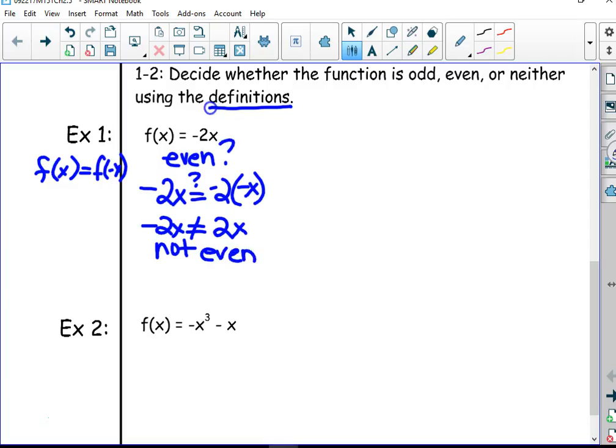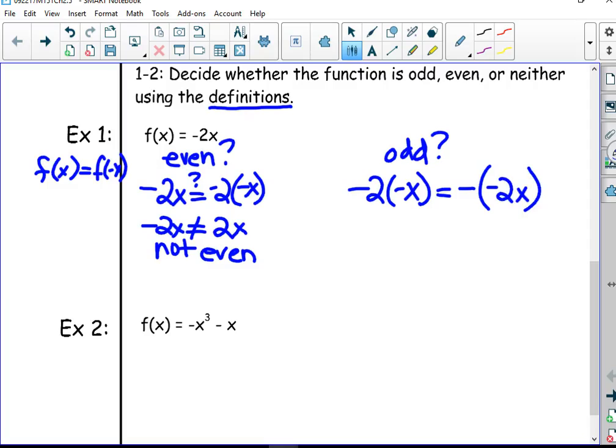Let's take a look at odd. Same idea. On the left-hand side, I'm going to plug in a negative x everywhere I have an x. And on the right-hand side, I'm going to make the whole darn function, sorry, negative. So I get a positive 2x on the left-hand side and a positive 2x on the right-hand side. It is definitely not an even function, it's an odd function.